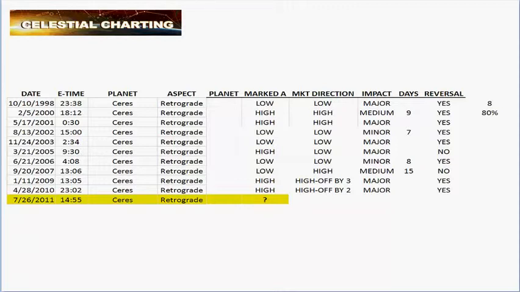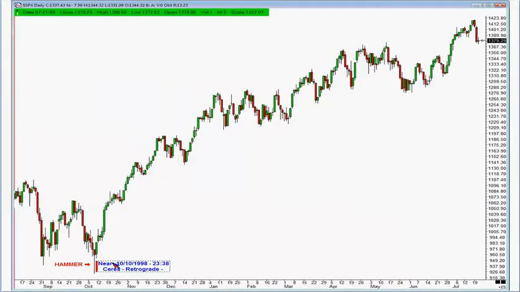So, again, going back, as you can see, to October of 1998, and near here means, when you're taking a look at my charts, near means that that October 10th was not a Monday through Friday. It was a Saturday or a Sunday.